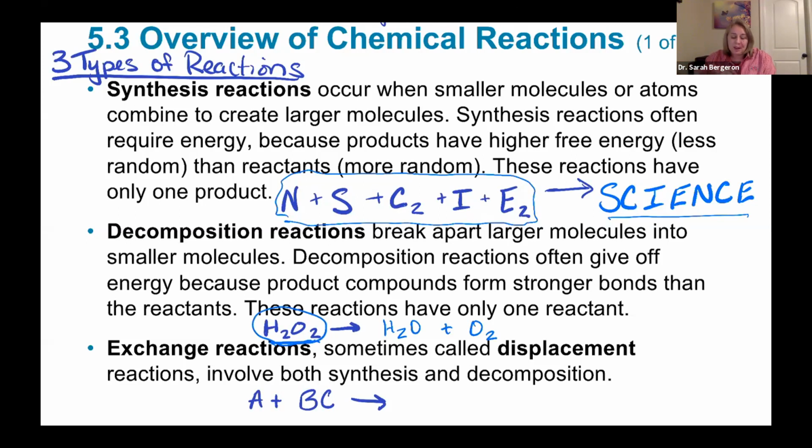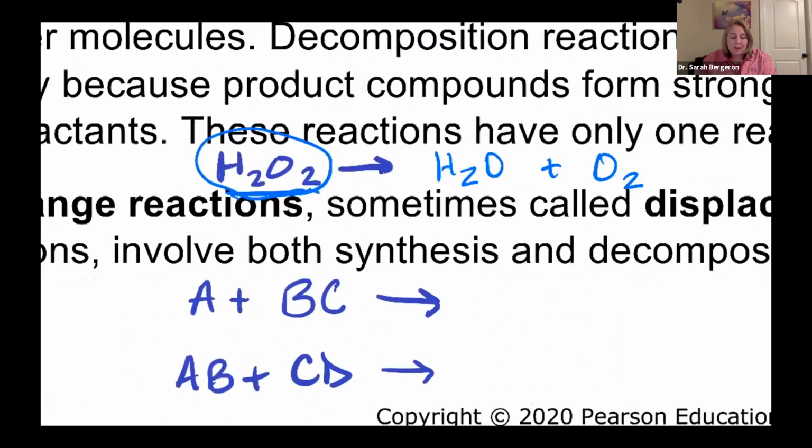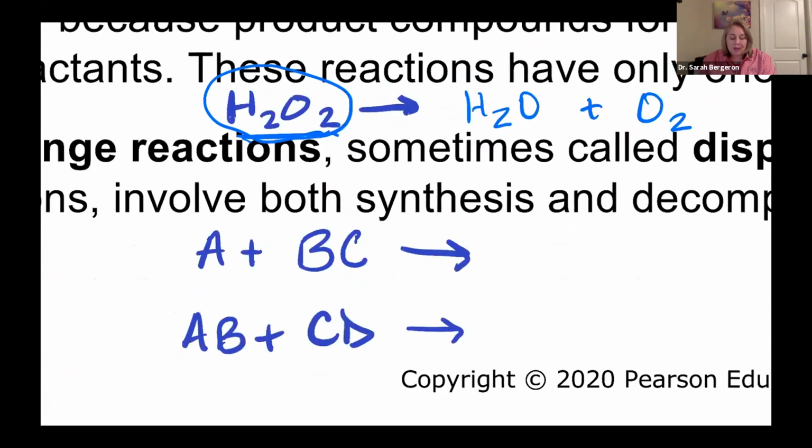So in the synthesis reaction up here, we started with many reactants and we went to a single product. The other kind of reaction that you can have is an exchange reaction. Sometimes you'll hear this called a displacement. When I learned it, it was a displacement reaction, but you can also call it an exchange reaction. And so this involves both synthesis and decomposition. There are two kinds of examples of an exchange reaction.